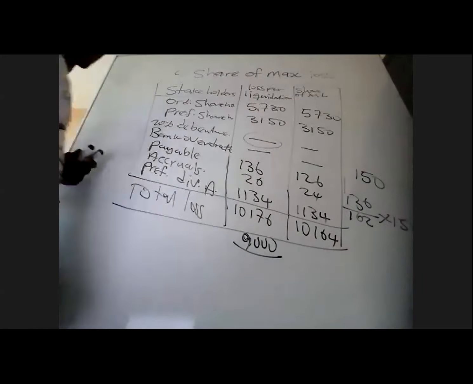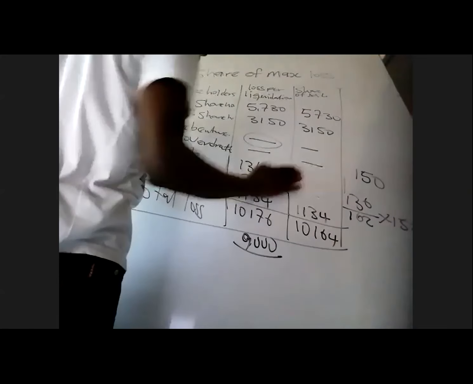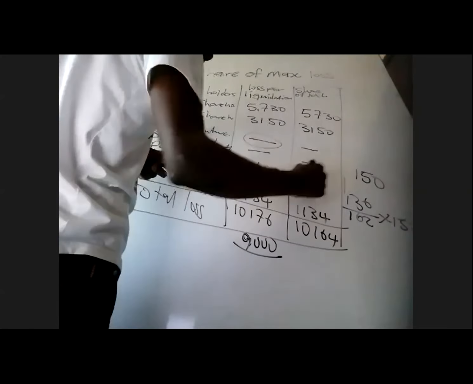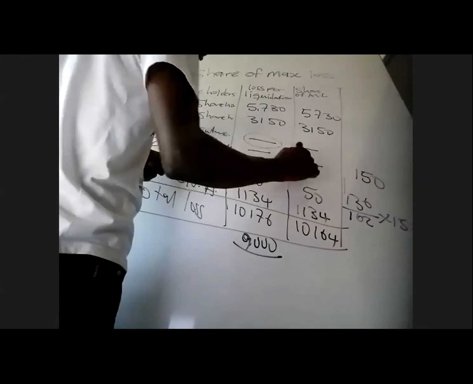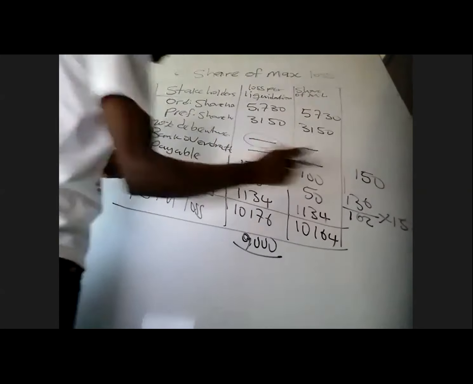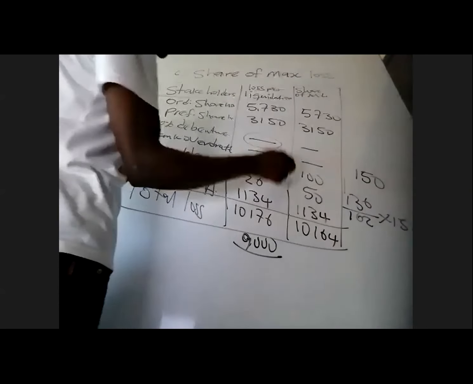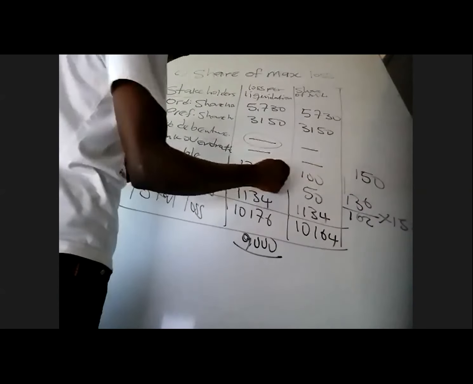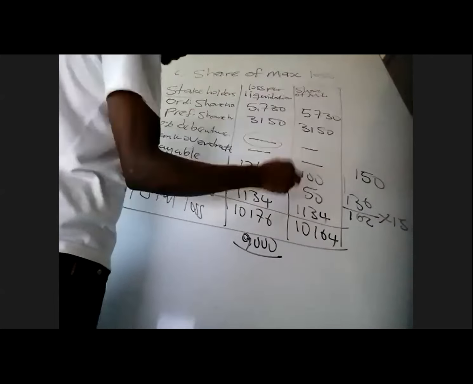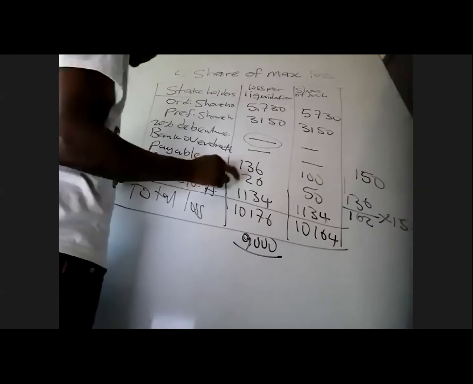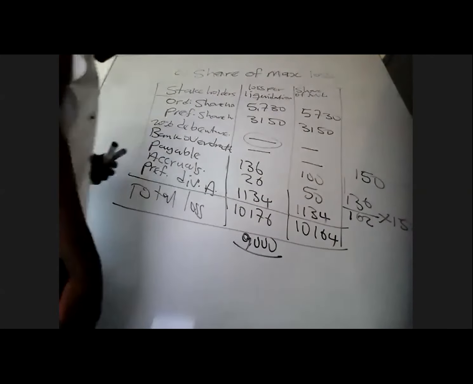This is understandable. But if you give this guy something like 50 and let this guy lose 100, this scheme is not fair. These people will force for liquidation. Accruals, they will force for liquidation. Good. So that is it.